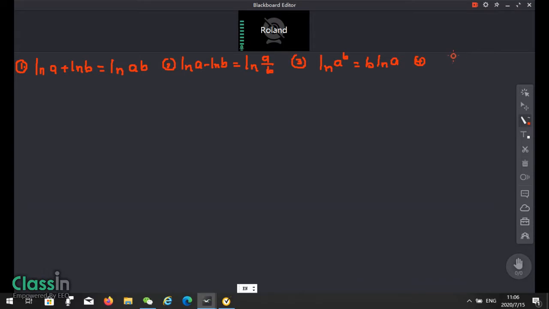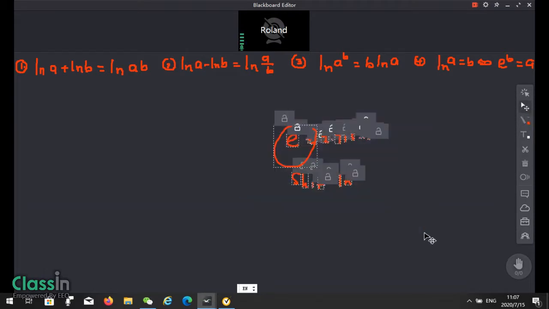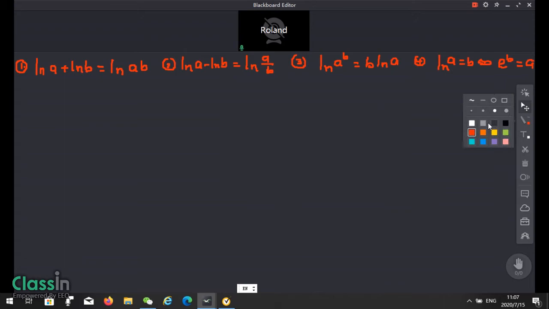So the last one we'll take a look at is that if natural log of A equals B, then we can have e to the power B equals A. Actually, e is the base of the natural log, which is approximately 2.718 and so on. You can find it on the calculator by shift natural log. You find e.